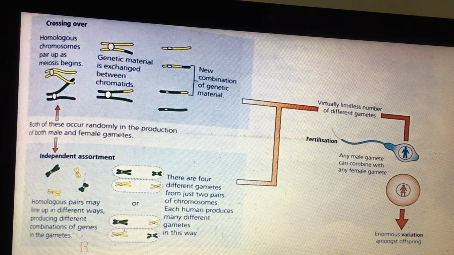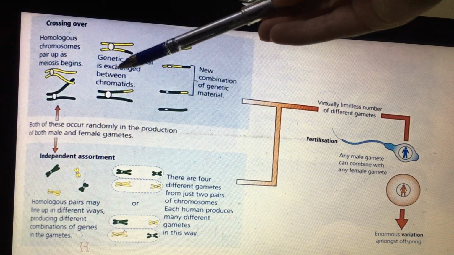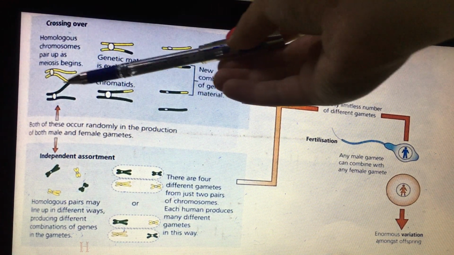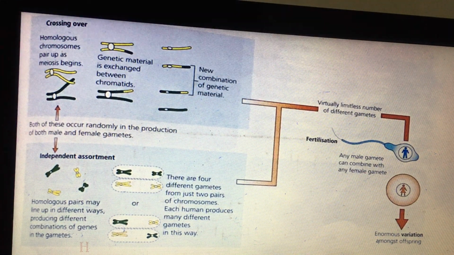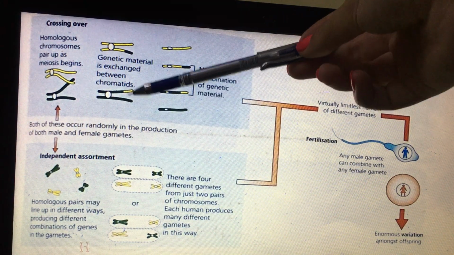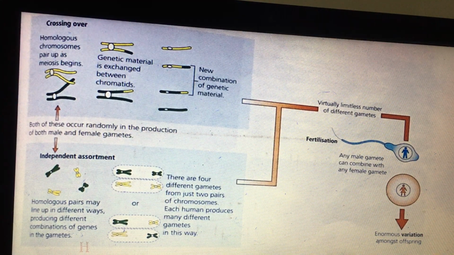So we start with a physical exchange between chromosome segments of non-sister chromatids. Here we have a chromatid and another chromatid from different pairs, and this physical exchange occurs, increasing genetic diversity. Genetic material is exchanged between chromatids, and after that the body produces a new combination of genetic material. So this is the first way to make variation.